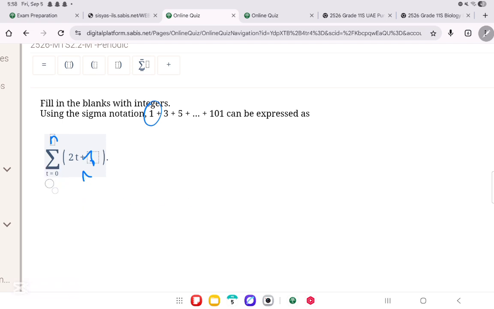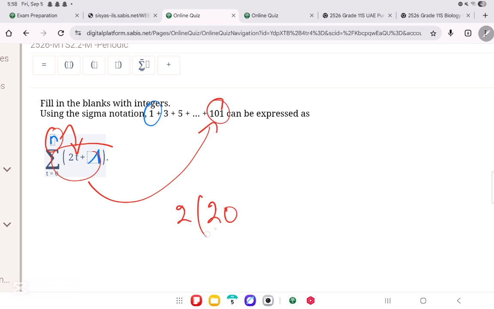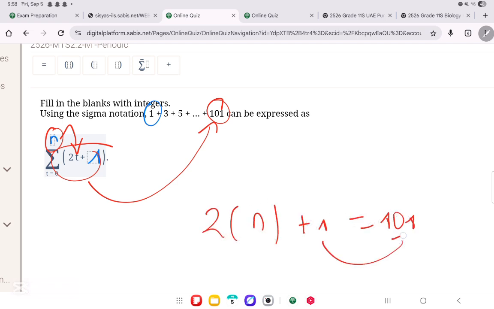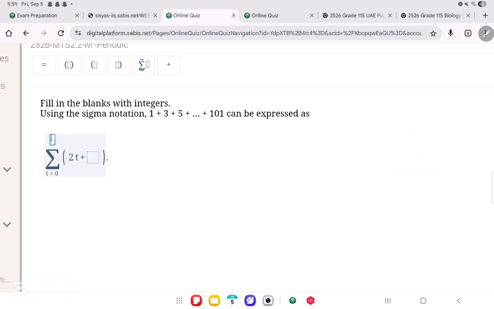That means the value of the box is 1. Now we need to find the value of n. The value of n is the last digit you will substitute in t, and the answer will give you the last digit of the summation. So 2 times n plus 1 is equal to 101. Move this to the other side. 2n is equal to 101 minus 1, which is 100. So n is equal to 50. Very simply, 50 and 1.